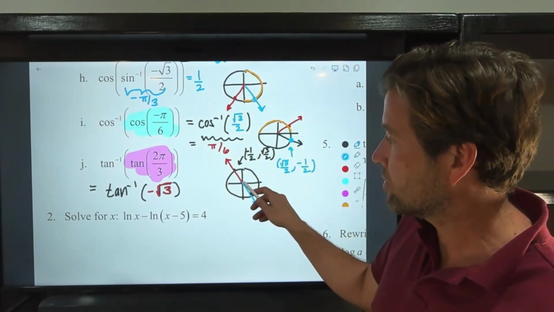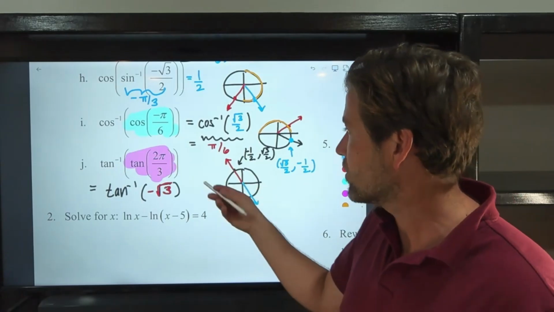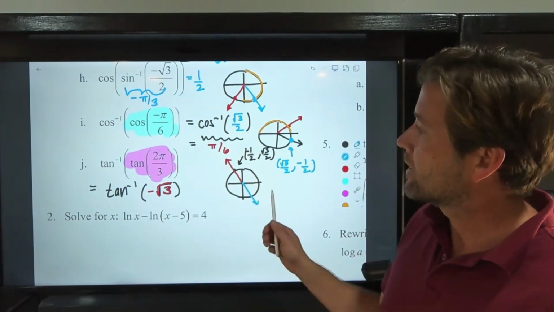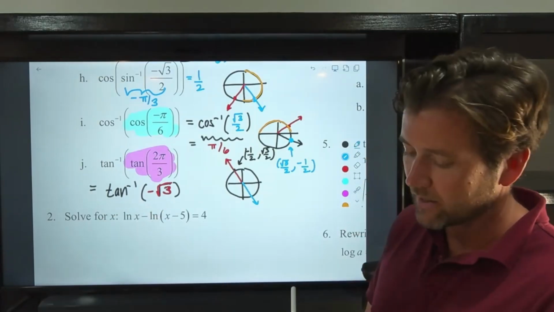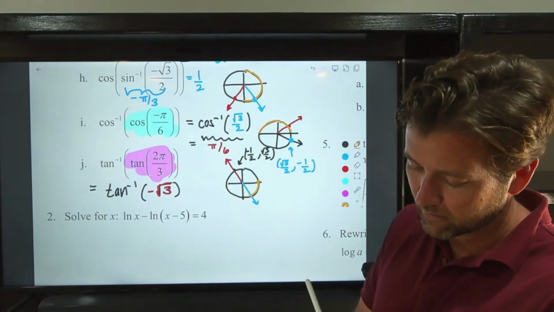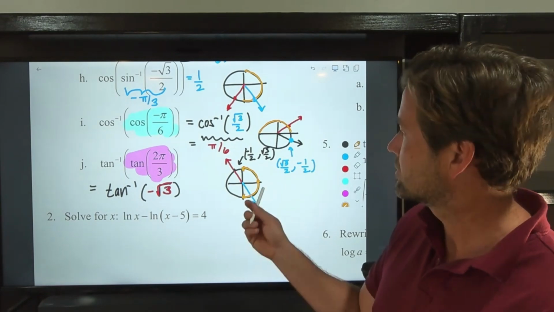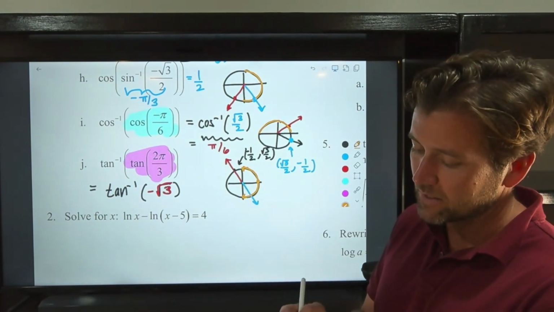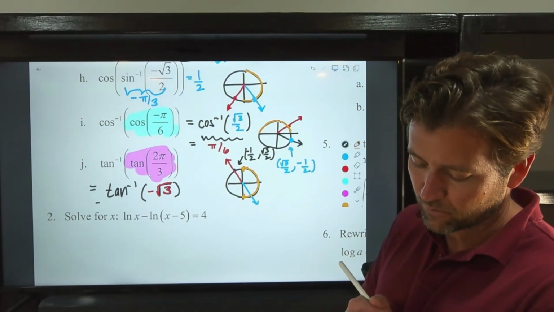If I subtract 2 pi from negative pi over 3, I go all the way around full circle, and I'm there again. But in between, the arctangent has to be between negative pi over 2 and pi over 2. So here's 0, negative pi over 2 to pi over 2. So this angle in blue is going to be negative pi over 3.